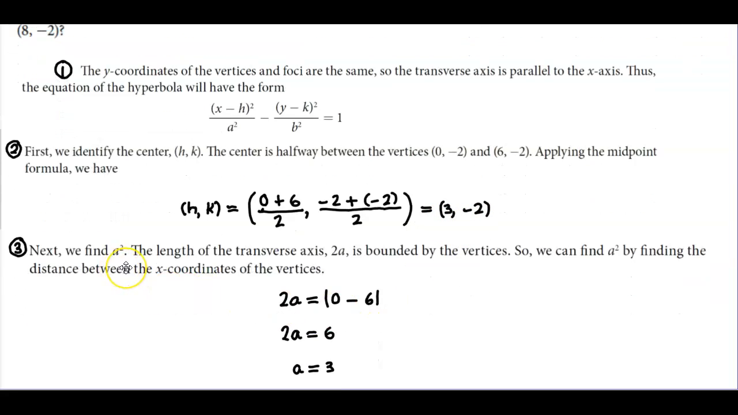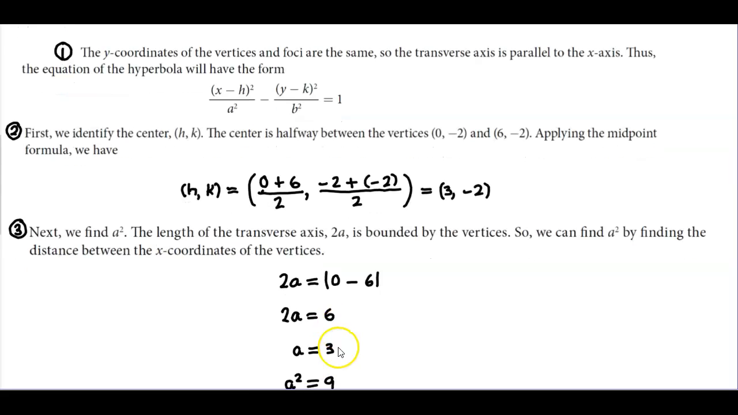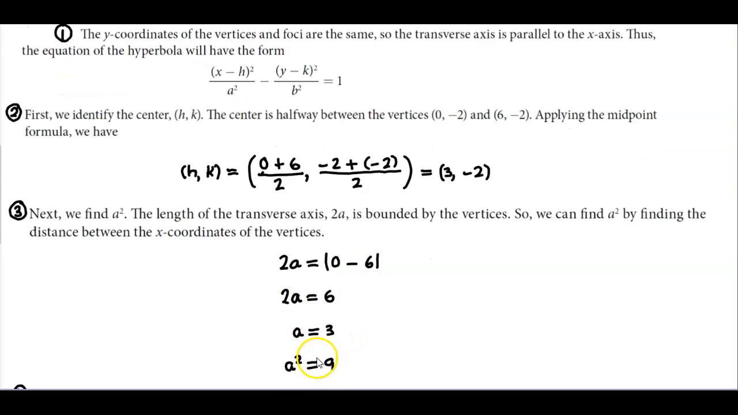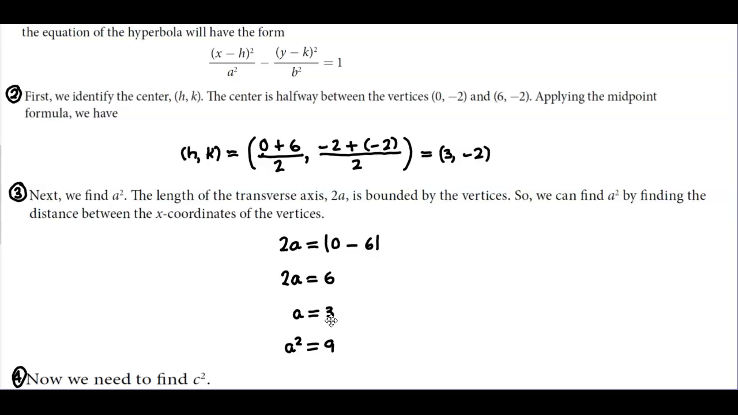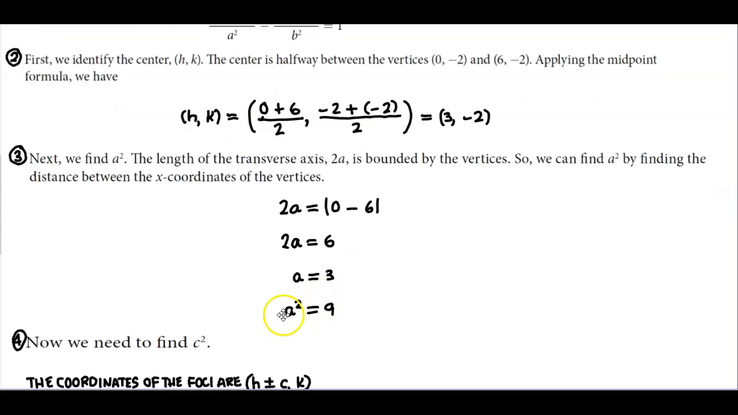Next, we have to find out what a squared is. Now, the length of the transverse axis is 2a, and it's bounded by the vertices. So we can find a by finding the distance between the x-coordinates of the vertices. 0 minus 6, the absolute value is positive 6 because we're taking the distance. 2a is equal to 6, divide both sides by 2, now a is equal to 3. And then if we square both sides, we know that a squared is equal to 9.